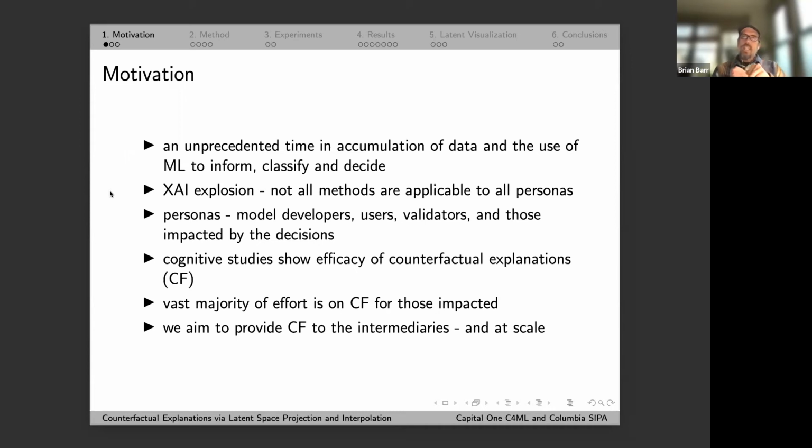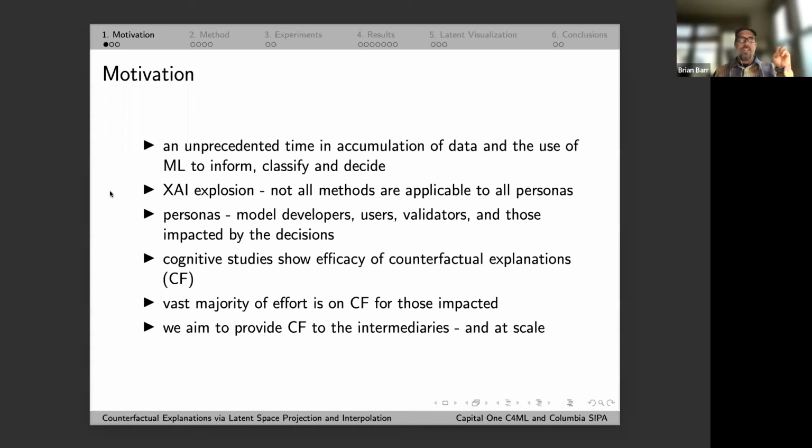Our point of view is that not all of these explanation methods are applicable to all the personas. And when I say personas, I mean everyone from model developers to, say, business analysts that are responsible for those models, model validators that ensure that they're making appropriate use of data and appropriate predictions, and even people downstream of, say, binary classifiers that are potentially impacted by the decisions that would be based on these predictions.